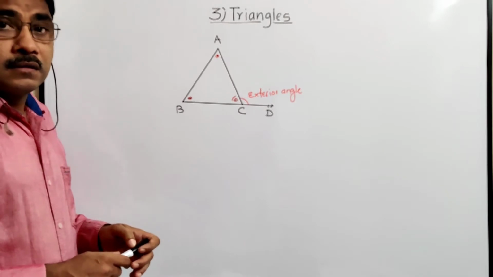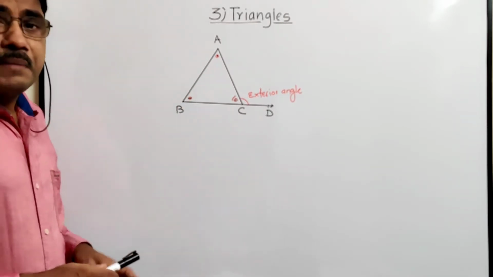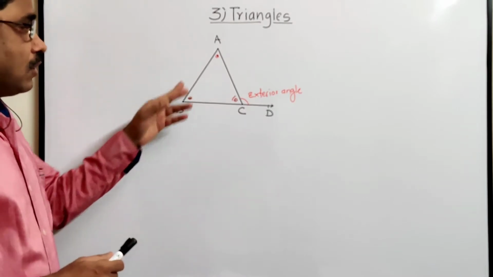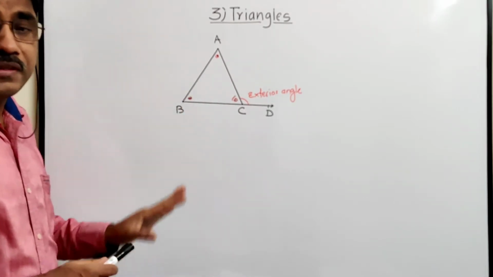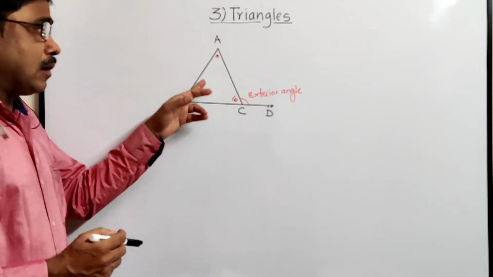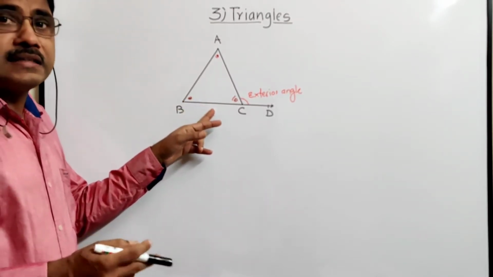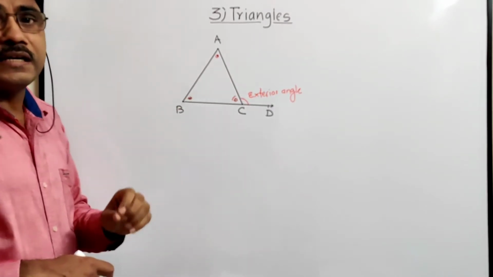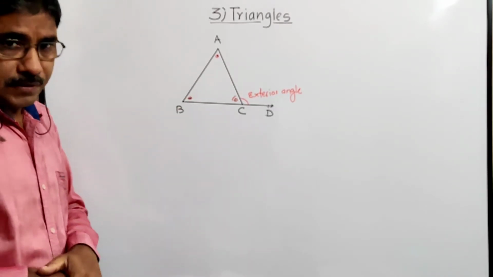Then different types of triangles are there. One is scalene triangle. If all three sides are different, then it is called scalene triangle. Equilateral triangle, all three sides are congruent, then it is called equilateral triangle. If any two sides are congruent, then it is called isosceles triangle.